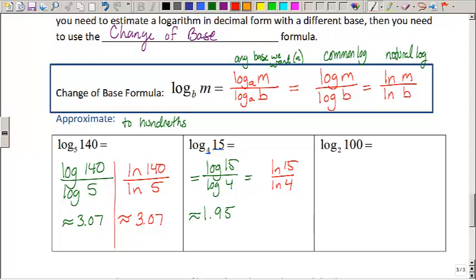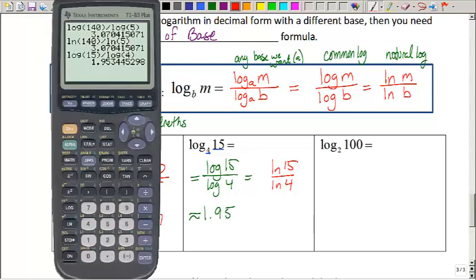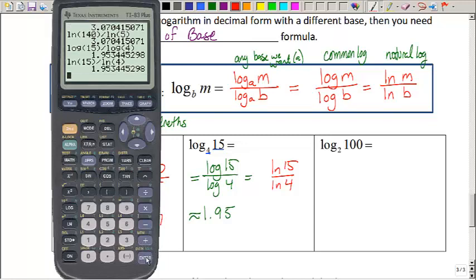I could approximate using ln. It should be the same answer, so that's one good way that you could check your work, is just to type it in with both log, the common log, and ln, the natural log. And I get the same answer, 1.95.